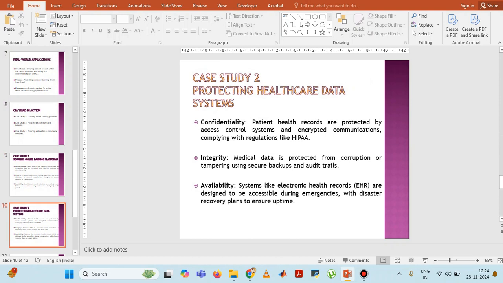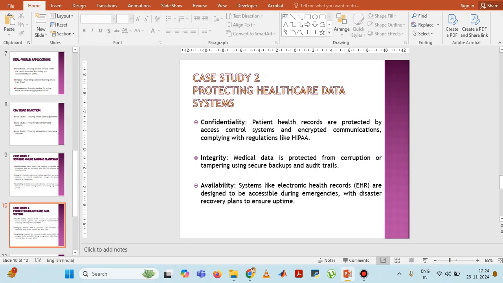This is case study 2. In case study 2, we are protecting a healthcare data system. First one, in confidentiality, patient health records are protected by access control systems and encrypted communications so that the patient's records confidentiality should not be breached.